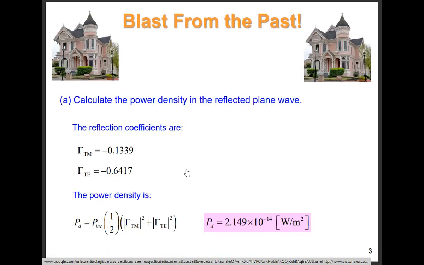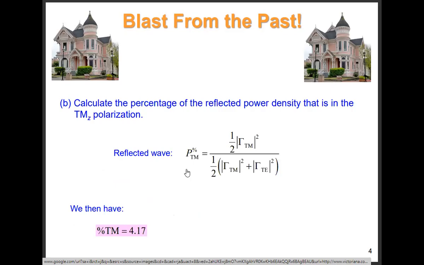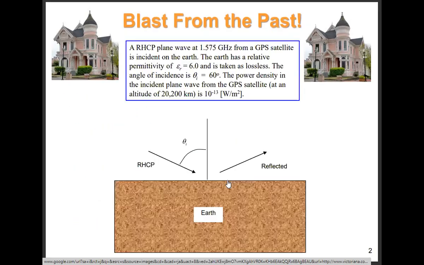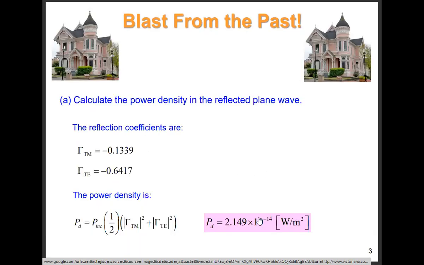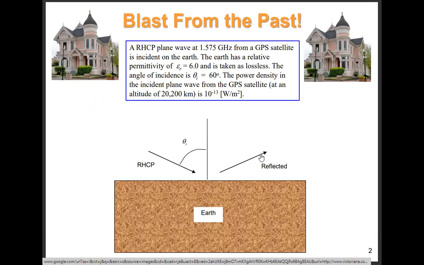Okay, so part B was to calculate the percentage of the reflected power density that is in the TMZ polarization. So we're looking at the reflected wave now. We already know how much total power it has in it, and that's this number here, right? So that's the watts per square meter in the reflected wave. Now, if you just look at the reflected wave, what percentage of its power is in TM? That's what it's asking.